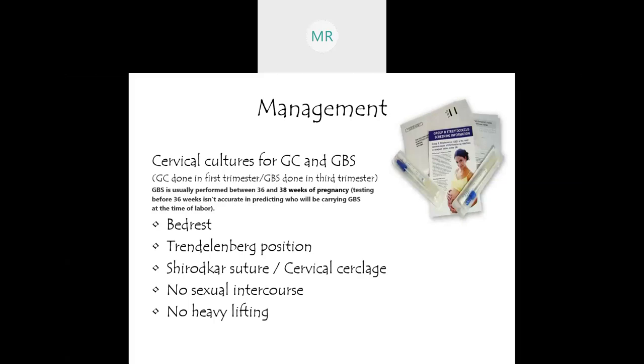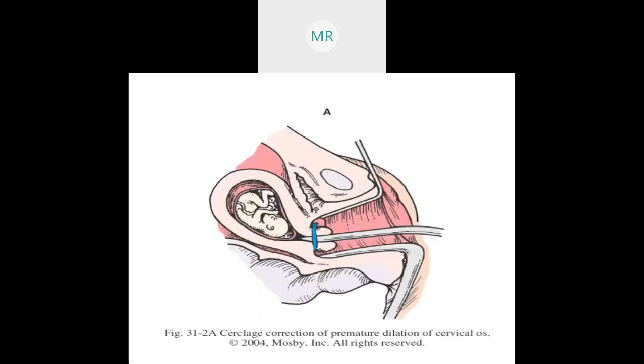Depending on when this happens, especially if they're preterm, we do a cervical cerclage. This is the cervical cerclage procedure, correction of the premature dilation of the cervix. It's a ligature, a surgical reinforcement of the cervix with heavy ligature placed submucosally around the cervix to strengthen it. This is where this comes into play.